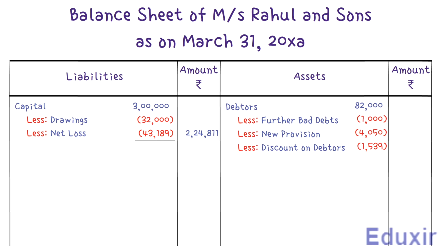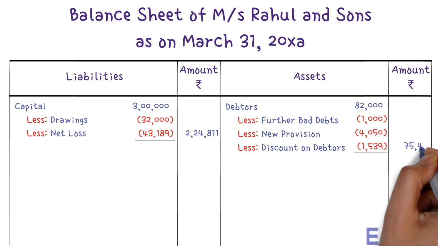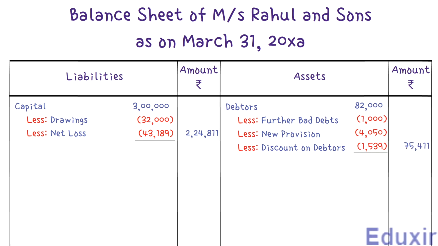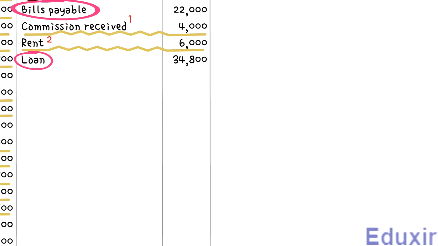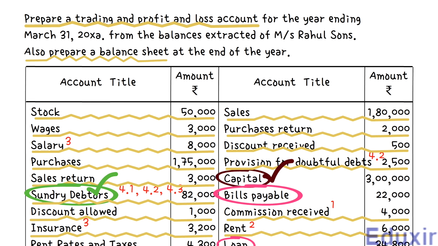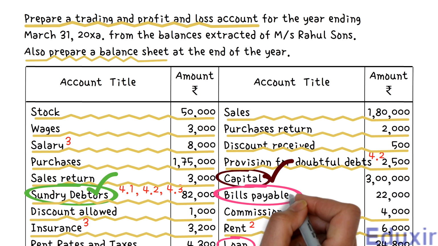You should remember this. Now from the debtors amount of 82,000 rupees, if we subtract the further bad debts amount of 1,000 rupees, also subtract the new provision amount of 4,050 rupees, and also subtract the discount on debtors amount of 1,539 rupees, we get 75,411 rupees. With that, we have completed the posting of the debtors and the corresponding adjustments on the asset side of the balance sheet. Let's now take up the next entry. Now, as we can see, the next balance that we should post to the balance sheet is bills payable.